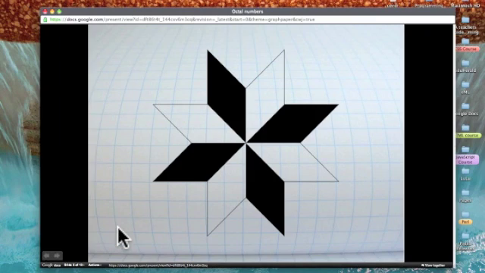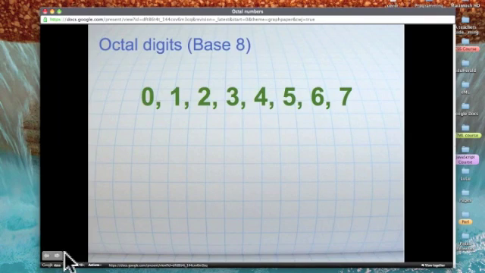Now, this is an 8-sided or 8-pointed star, or the shape of an octagon. And we are going to talk about base 8, or the octal number system. So we have the octal digits. Now remember, in base 10 we had 10 digits, and in base 8 we have only 8 digits. And those are 0 through 7.